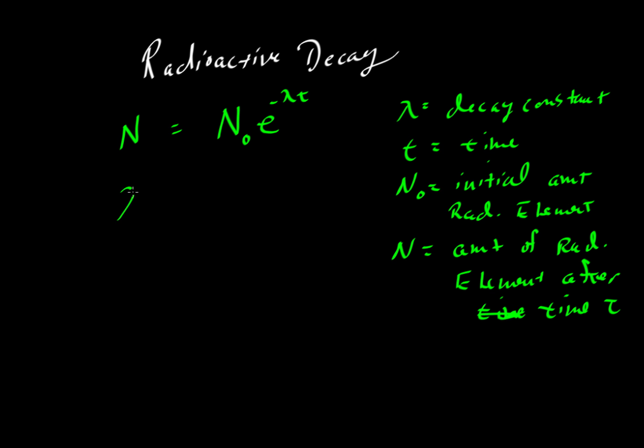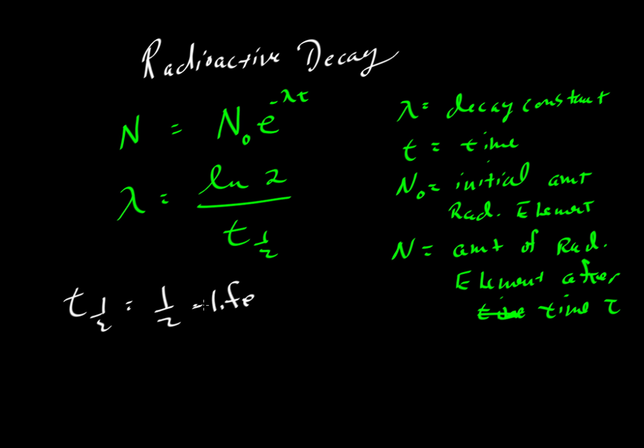So the decay constant, let's take a look at that. This is equal to the natural log of 2 divided by t sub 1 half, which is the half-life. The half-life is something that might be a little bit more familiar. t sub 1 half is equal to the half-life. The half-life of a radioactive element is the amount of time that it takes for half of it to decay.